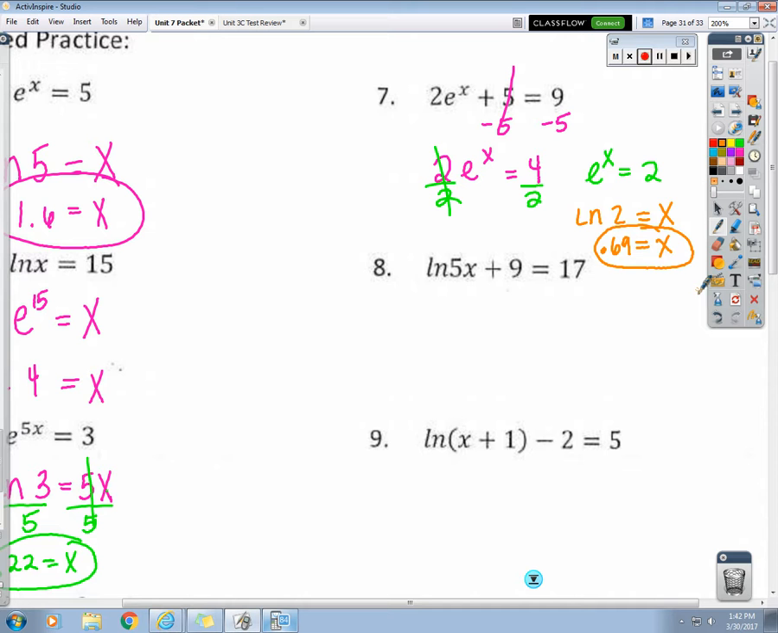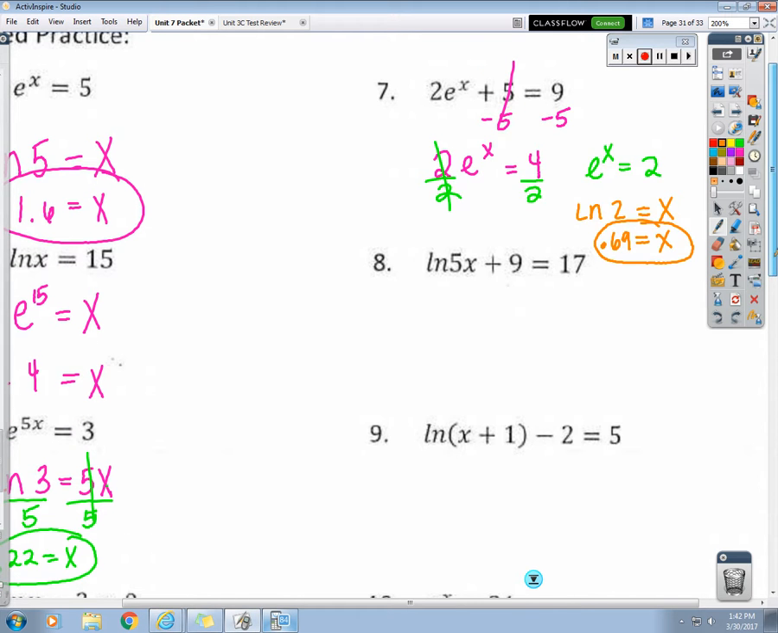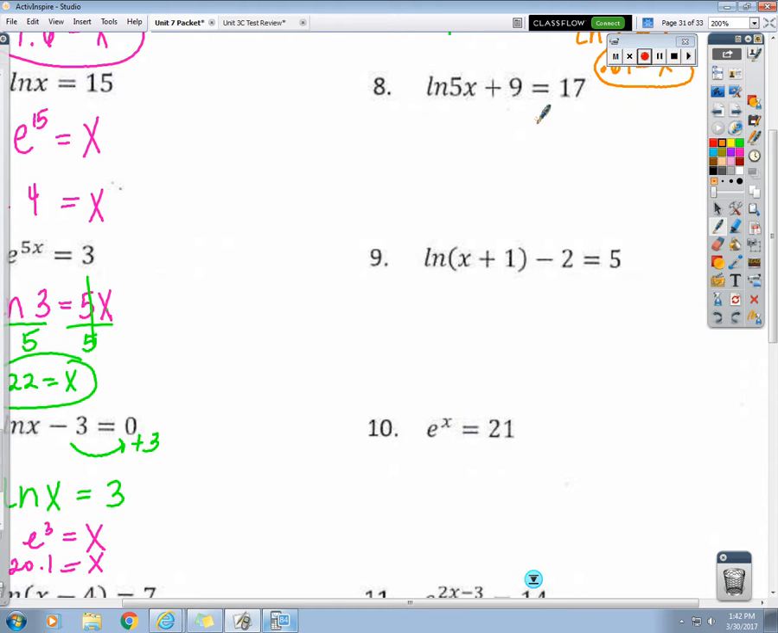All right, number 8. What do I do first? Right. So I have ln 5x equals 8. Then what do I do? e to the 8 equals 5x, and then divide by 5. So your answer is e to the 8 divided by 5, and when you type that in, what do you get? 596 point what? So like 2.19.